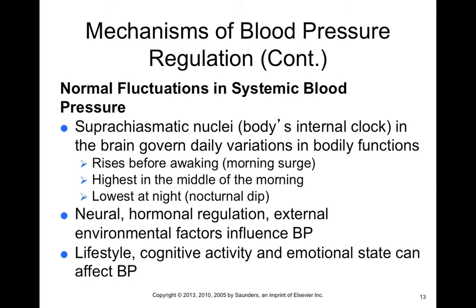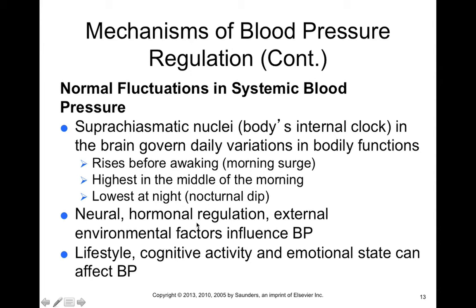This can be important to consider if someone has borderline hypertension, where if you're measuring their blood pressure in the morning, they could be borderline hypertensive, but at night, they could be below that borderline. And it's just important to consider the fact that blood pressure can fluctuate over the course of a day.